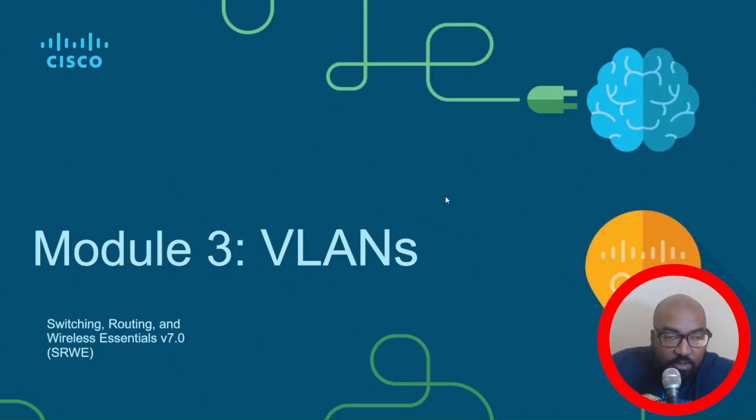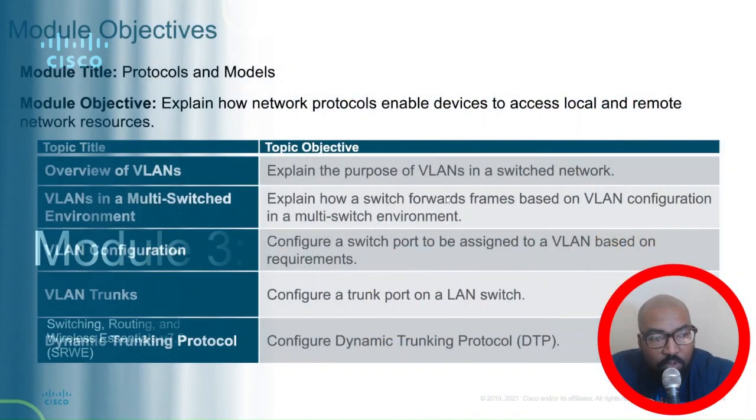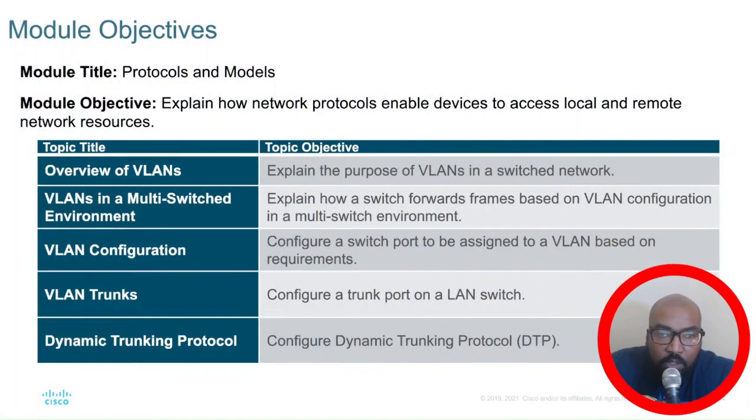So let's get into this. Let's dive into this wonderful module. Things we're going to go over in this module: an overview of VLANs, where we explain the purpose of VLANs in the switch network. We're going to explain how a switch forwards frames based on the VLAN configuration in a multi-switch environment. We're going to configure a switch port to be assigned to a VLAN based on requirements. We're going to configure a trunk, and then we're going to configure Dynamic Trunking Protocol.